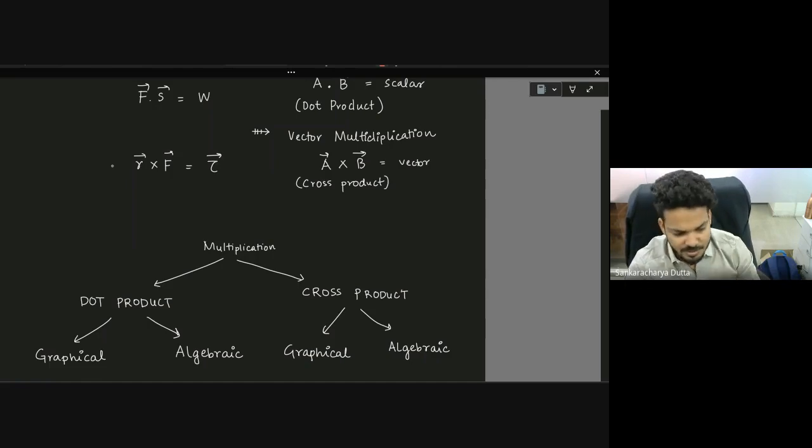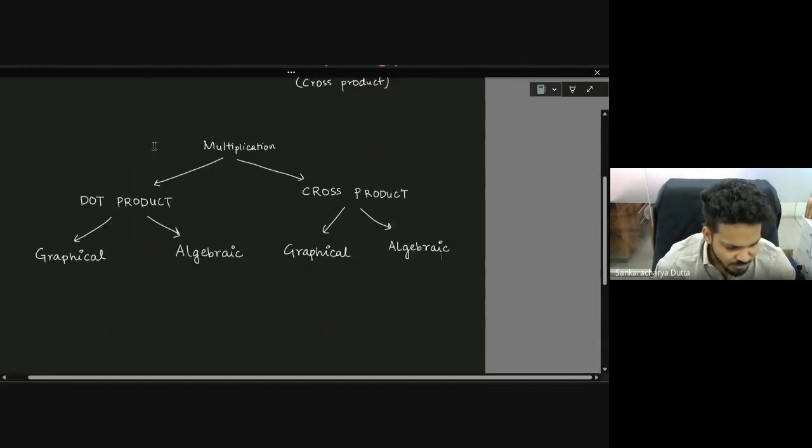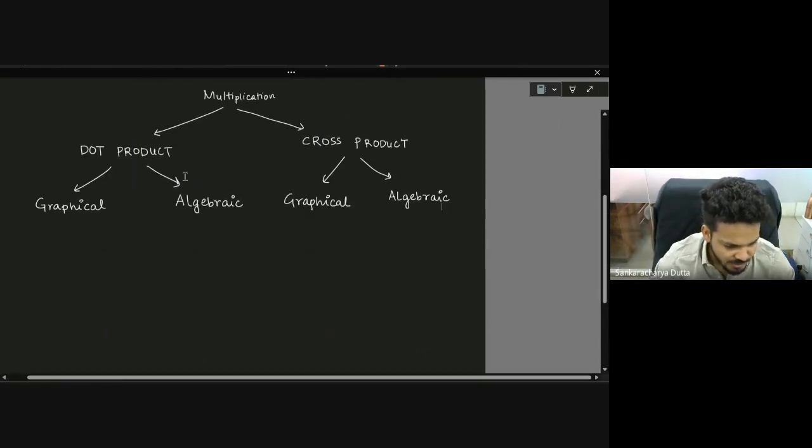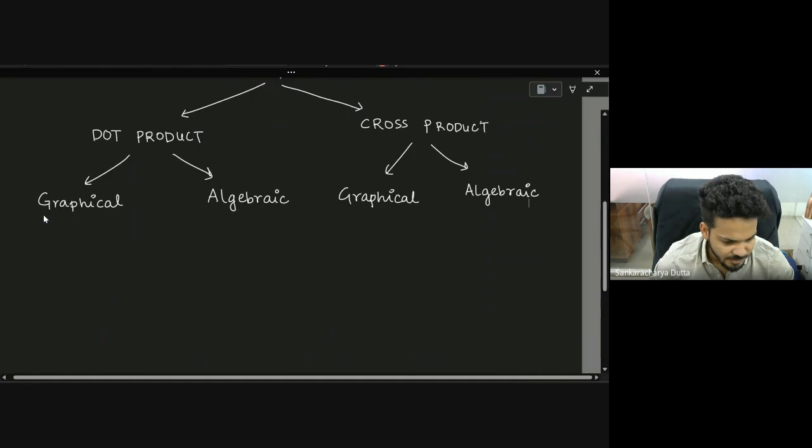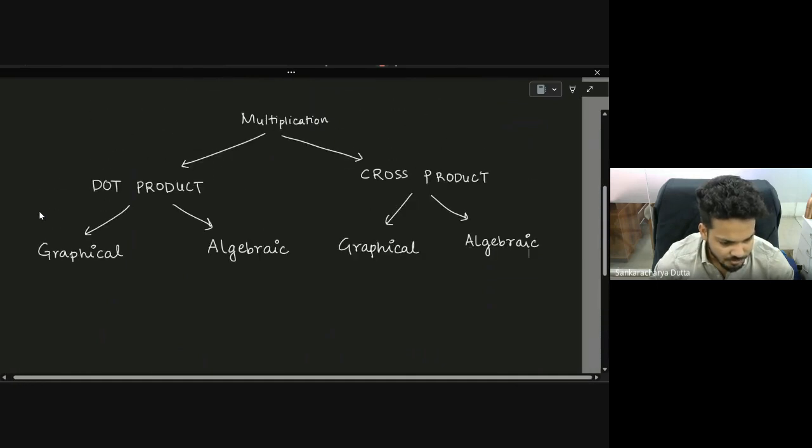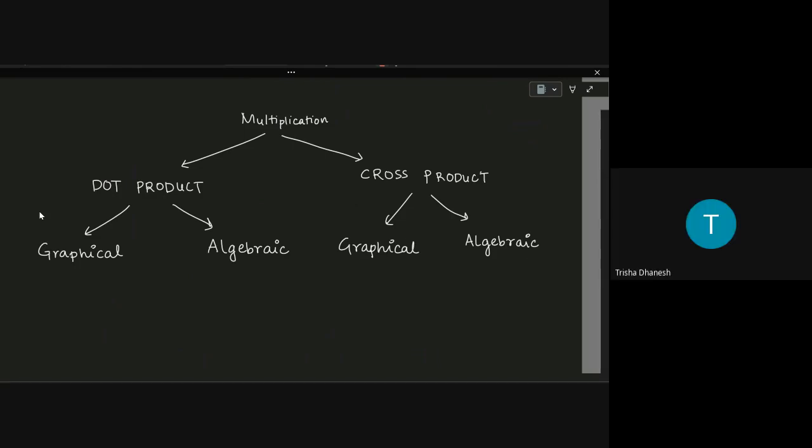Graphical dot product means you're going to do the dot product where you will get a scalar answer, but you are doing it in the graphical form. Again, this is not something we have to analyze too deeply. The definition is very, very simple. Everybody has copied this? Yes, sir. So just a minute.